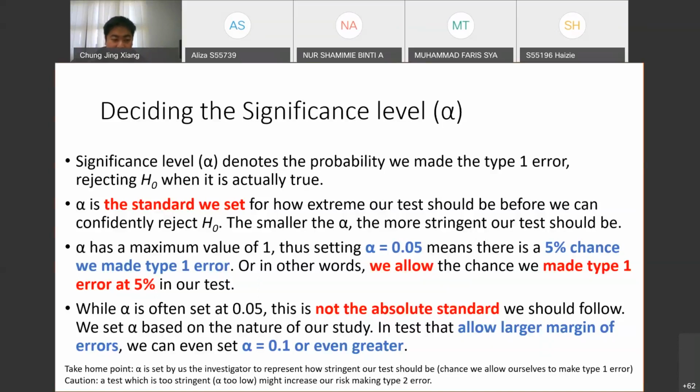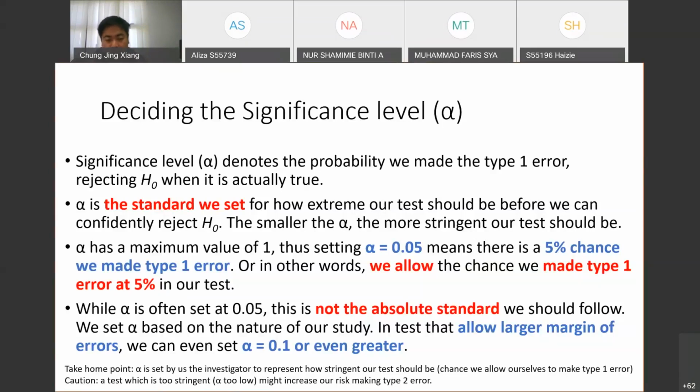But you always have to remember, if your test is too stringent, meaning the alpha level is too low, you increase the chance you make a type 2 error. Type 2 error is the opposite: you accept the hypothesis while it is wrong.